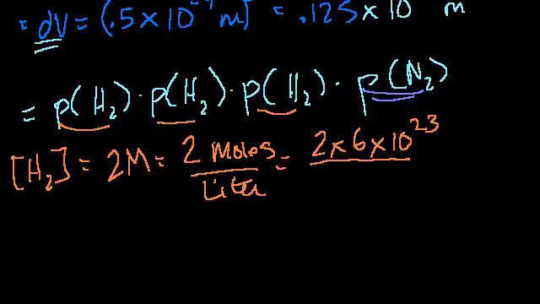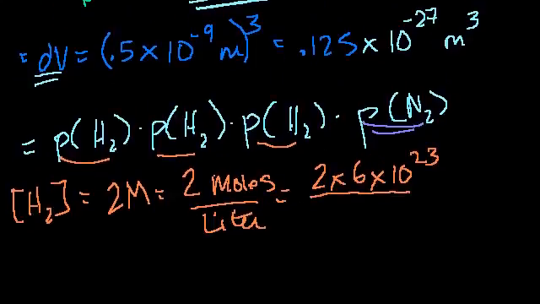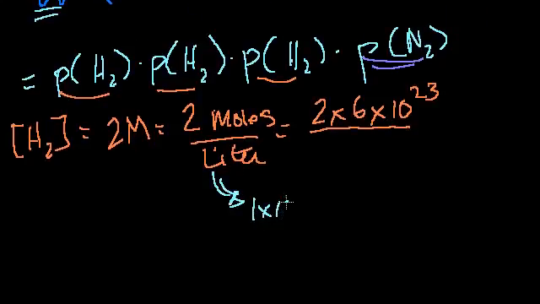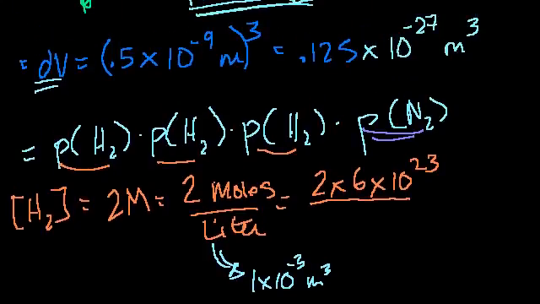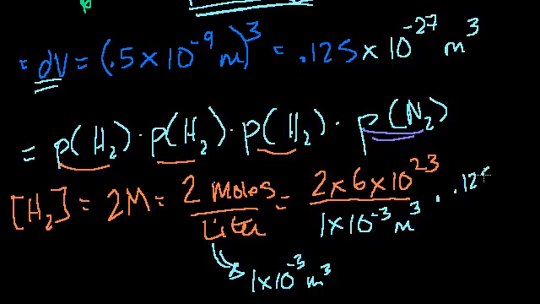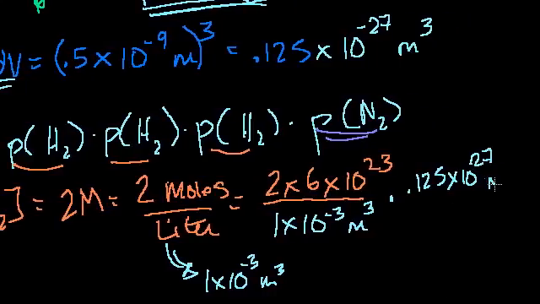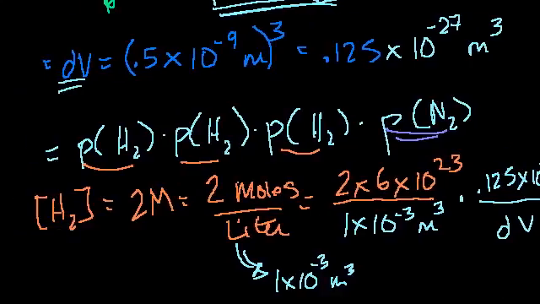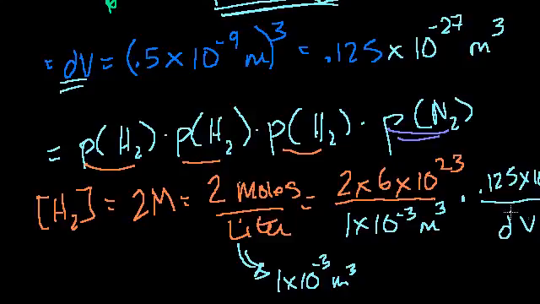So 1 liter, we could write it in meters cubed, or we could just make the conversion. 1 liter is equal to 1 times 10 to the minus 3 meters cubed. If you take a meter cubed, you can put 1,000 liters in there. So 1 times 10 to the minus 3 meters cubed. And then if we want to figure out our dV, how many meter cubes are there per dV? So we know that already. It's 0.125 times 10 to the minus 27 meters cubed per our volume. I just got that from up here, a small fraction of a meter cubed per my volume.